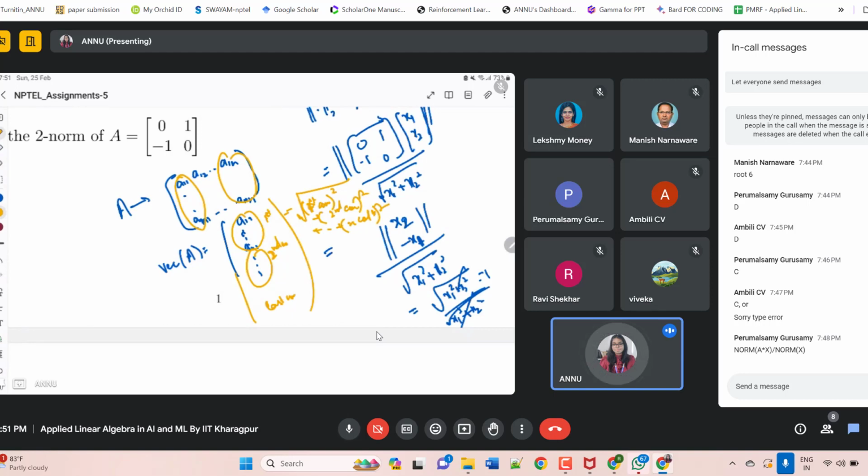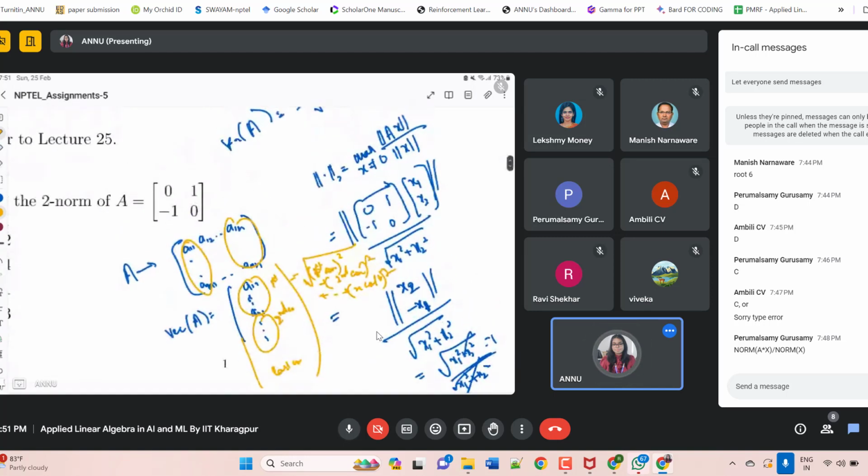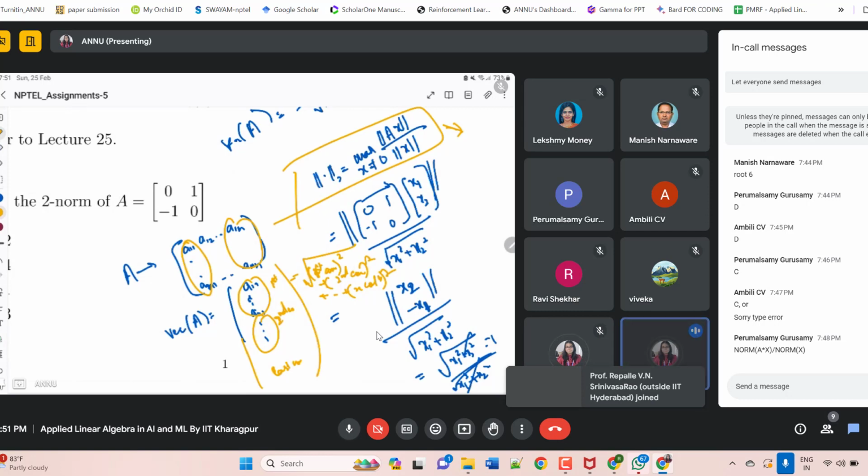And we saw this follows the matrix norm property. If you try to find any norm for any vector, suppose 2 norm, p norm, any norm, it also follows all the matrix norm properties, including the submultiplicative property and the triangle inequality, every property. I hope this is clear, Viveka.